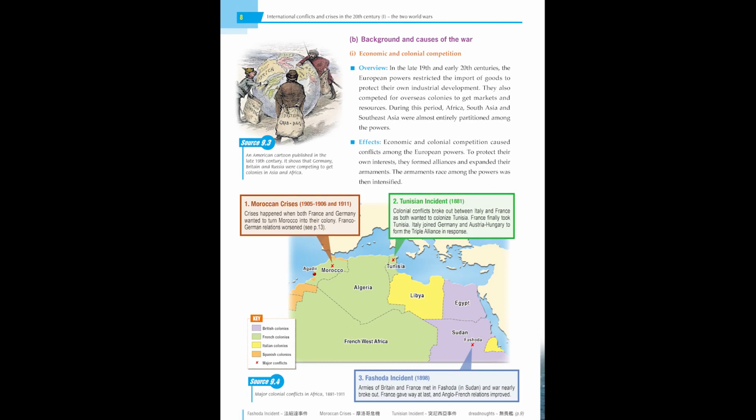2. Tunisian incident. Colonial conflicts broke out between Italy and France as both wanted to colonize Tunisia. France finally took Tunisia. Italy joined Germany and Austro-Hungary to form the Triple Alliance in response. 3. Fashoda incident. Armies of Britain and France met in Fashoda in Sudan, and war nearly broke out. France gave way at last, and Anglo-French relations improved.